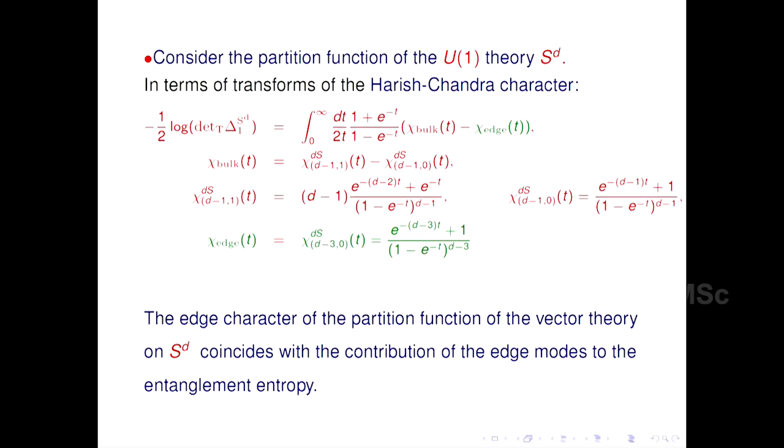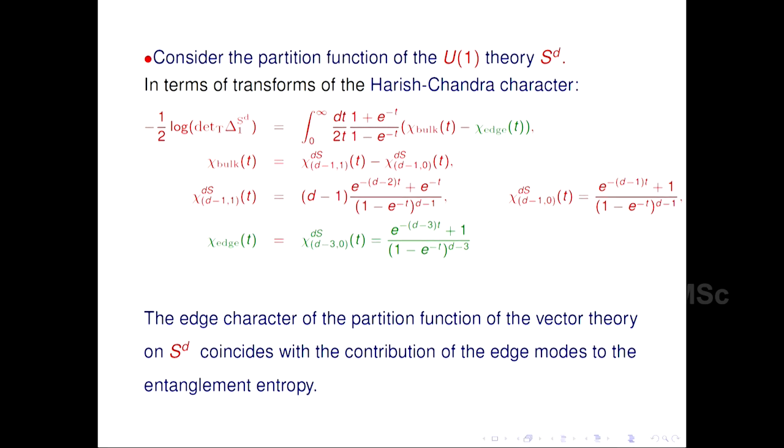If you look at the U(1) theory on the full sphere, S^D, and you look at its partition function, so this is the U(1) determinant, right? It's the partition function of the U(1) theory on S^D. When you rewrite it in terms of Harish-Chandra characters, which is basically a trace over a particular Cartan, there are two factors to it. One which we can clearly identify as the bulk, and one we can clearly look at as the edge. Here the first term is the bulk, and the next term is the edge.